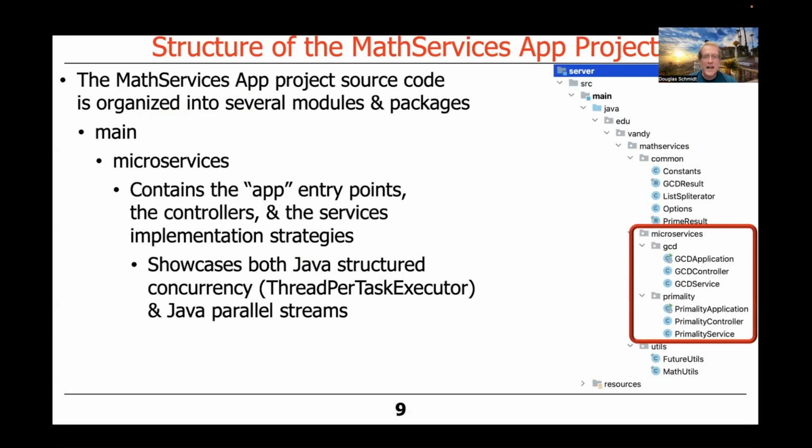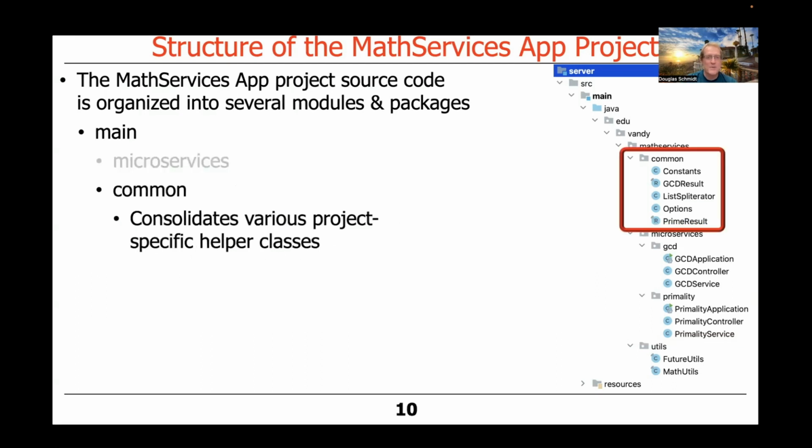The server side has a microservices package that has all the entry points for the various controllers. We've got a pair of controllers, one for the GCD app and one for the primality app. And it's also got the microservice entry points, which are the applications themselves. And of course, there's also a pair of services that actually do the dirty work to implement everything. And this, again, will showcase the couple different concurrency models.